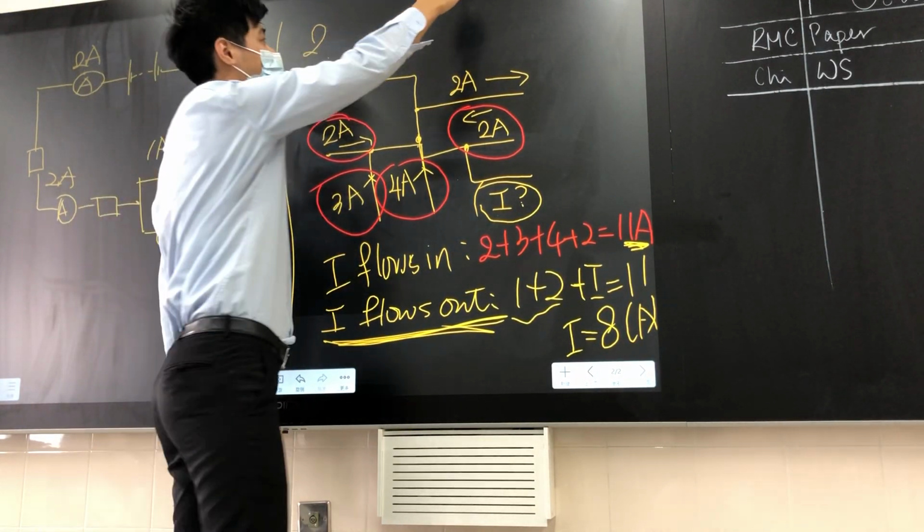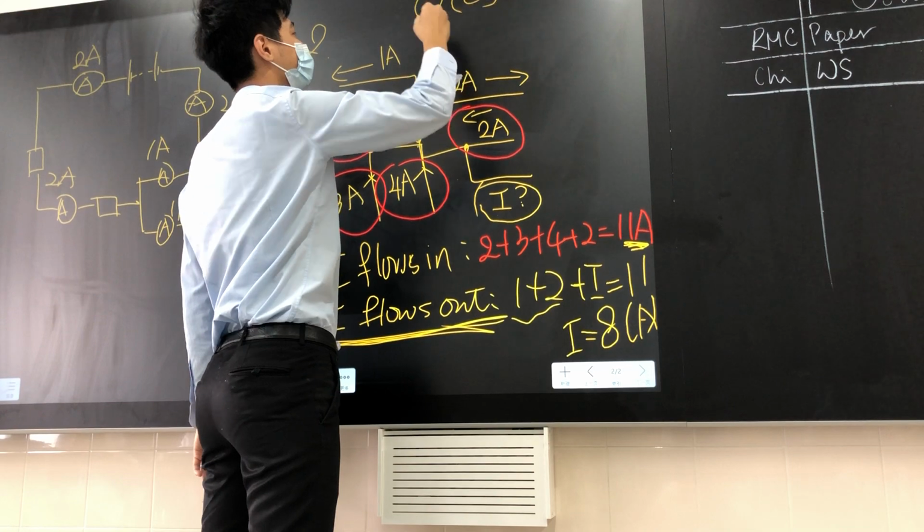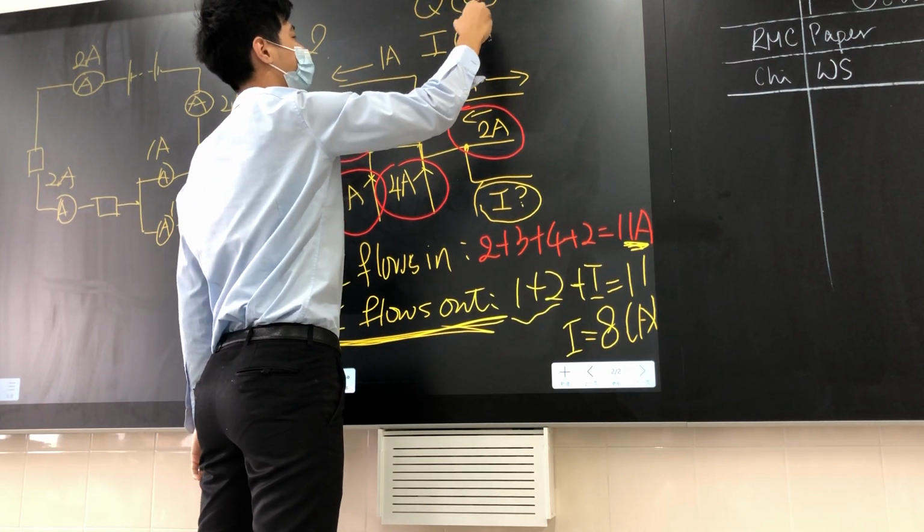The unit of charge is C. The unit of I is ampere.